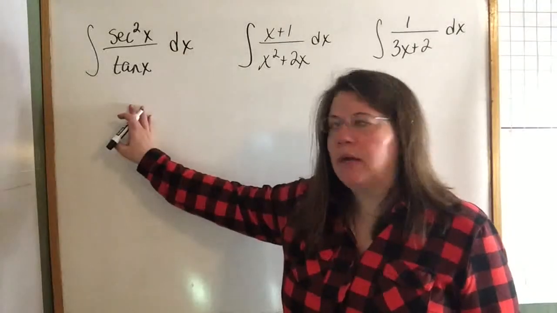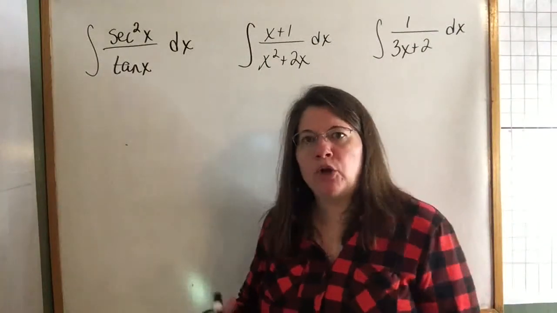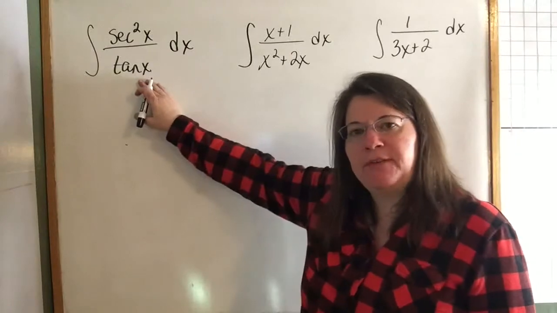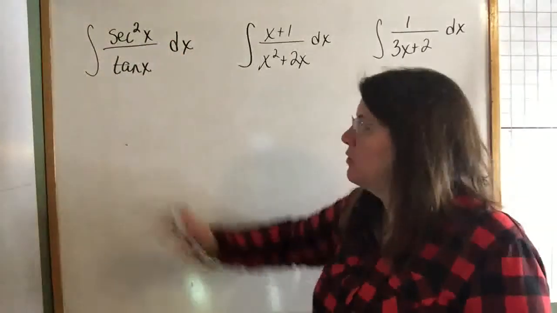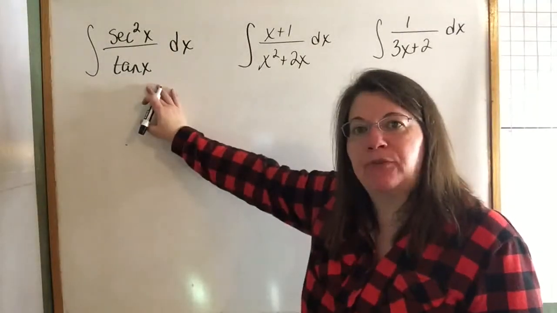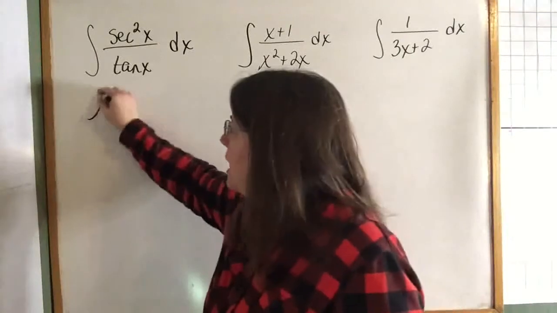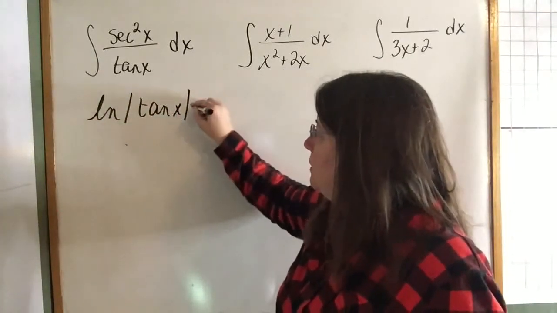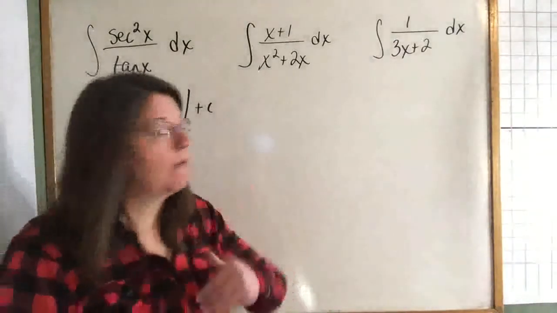For this one, it looks more complicated because we've got some trig functions in there, but if you think about what you're looking at here, what is the derivative of tangent? Well, the derivative of tangent is secant squared. So we have the derivative over the original. So that one doesn't need anything tagged in front. It's already a natural log situation. That is the natural log of the absolute value of the bottom plus c. No work there at all, just recognizing that you've got derivative over original.